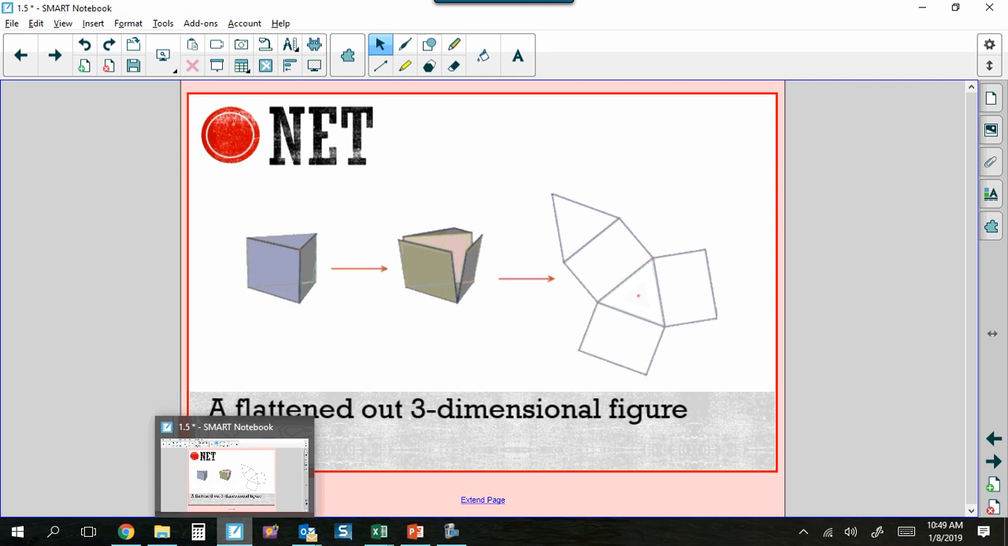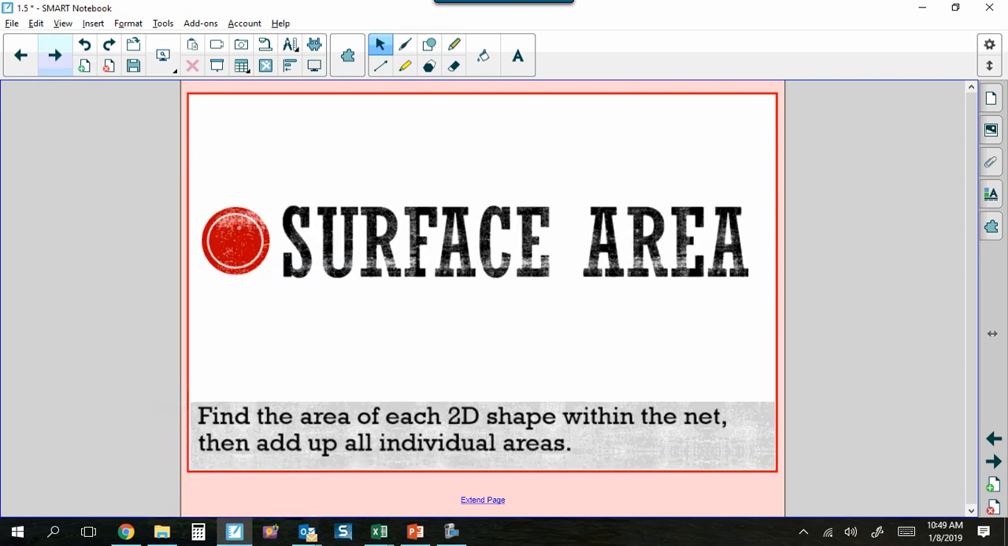This is another vocabulary word for chapter 1. And then the last vocabulary word that we're going to go over today is surface area. What is surface area? Surface area is the area of each shape that you're seeing in the net, and then you have to add them all together. So remember, a net is a flattened out 3-dimensional shape. If you were to pop it back to its 3-dimensional form, you would be finding the area of all the sides together. So you would simply add all those sides together.